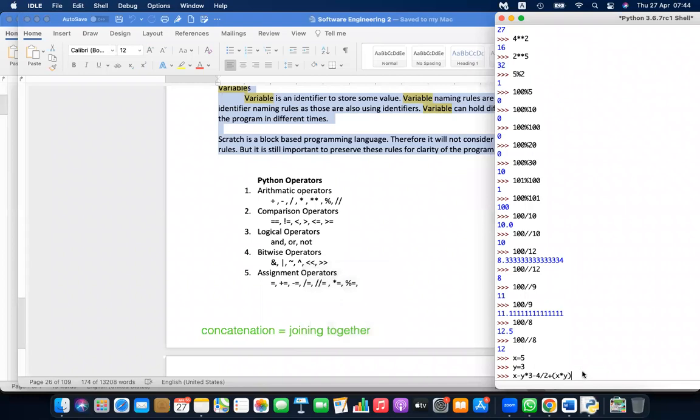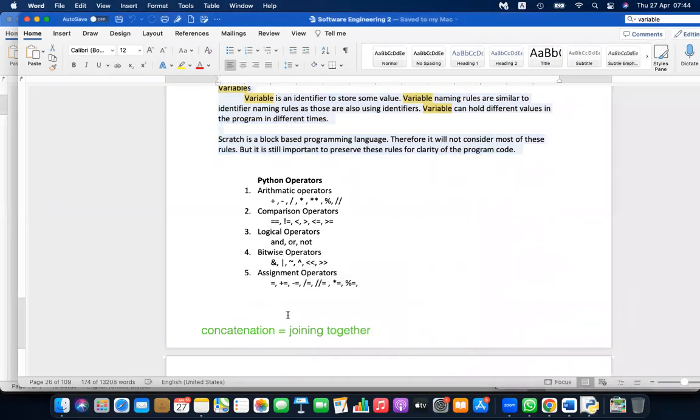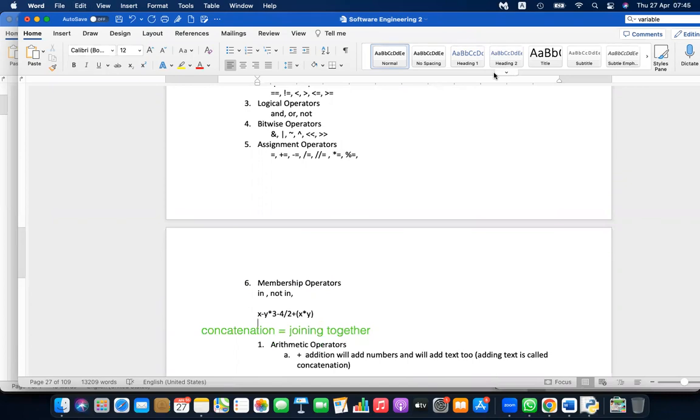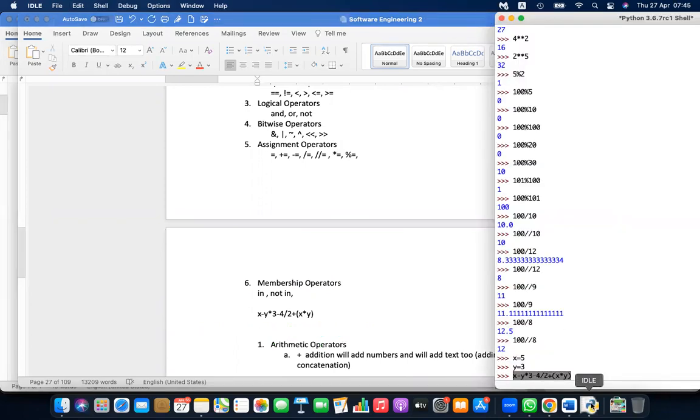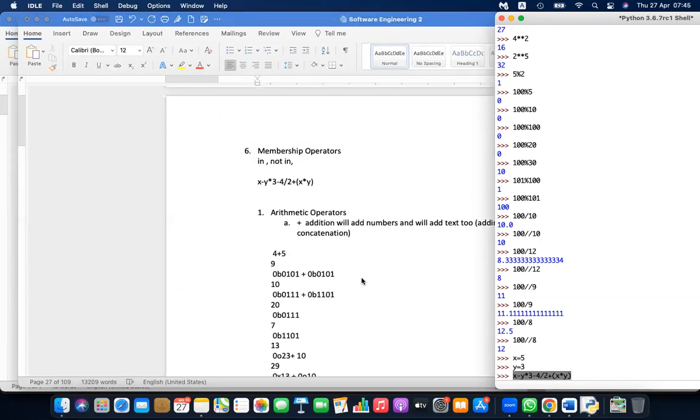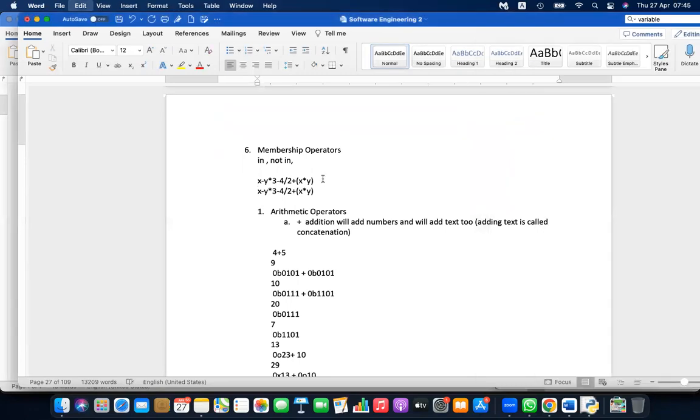So basically, let me write this in Word itself. How does this happen? So I'm writing it here. Already you know the x and y values: x is 5, y is 3. First of all, you have to replace these values: x is 5, y is 3.